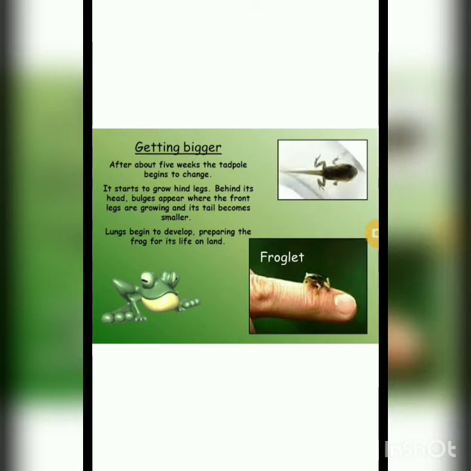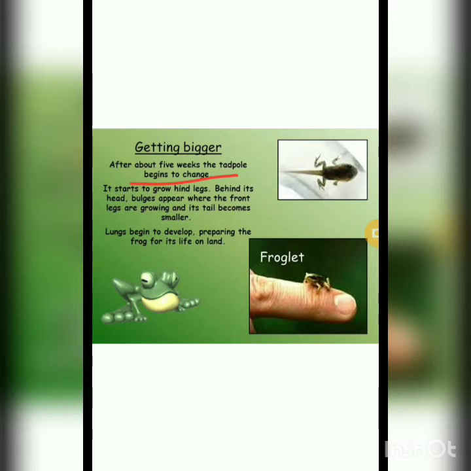As that tadpole grows, it develops limbs while its tail slowly disappears. About 5 weeks after becoming a tadpole, the tadpole begins to change. It begins to change.